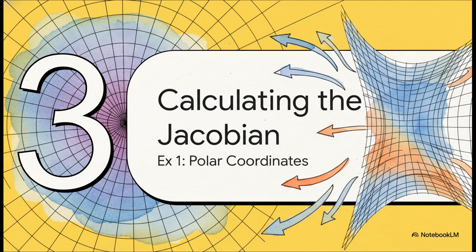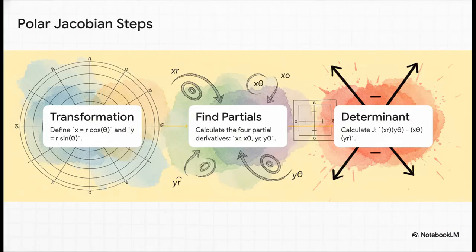Theory is great, but let's see this thing in action. We're going to calculate the Jacobian for a transformation you've probably used 100 times, maybe without even knowing why it works. Polar coordinates. The process is always the same, which is nice. It's a three-step recipe. First, you write down your transformation equations for x and y. Here, our new variables are r and theta. Second, you just systematically find those four partial derivatives and pop them into the 2x2 matrix. And third, you calculate the determinant. Just multiply the diagonals and subtract.